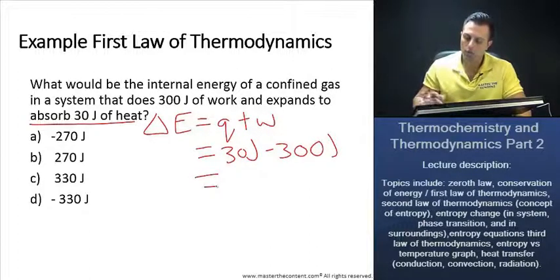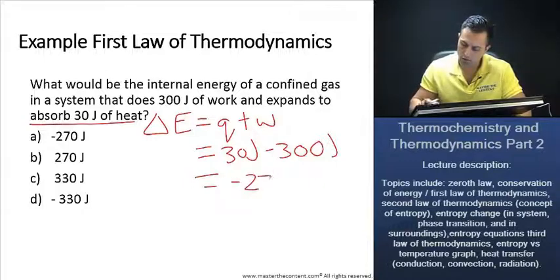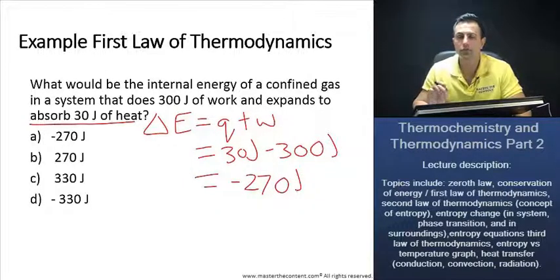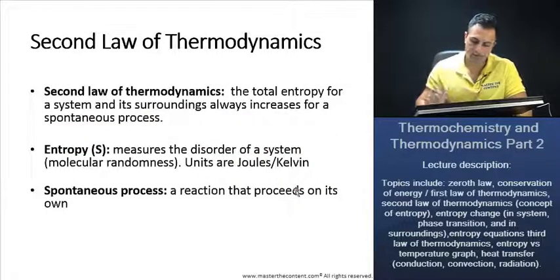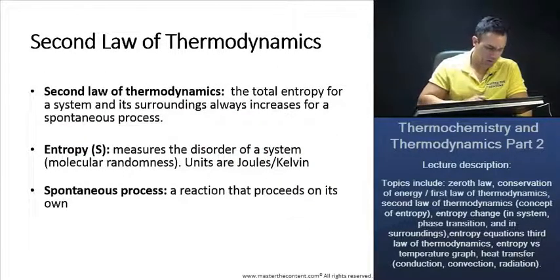Wonderful. Once you equate this, you'll end up with a value of negative 270 joules. Therefore, our system has lost 270 joules of energy. Okay, wonderful. Now we're ready to move on to our next slide. The second law of thermodynamics.